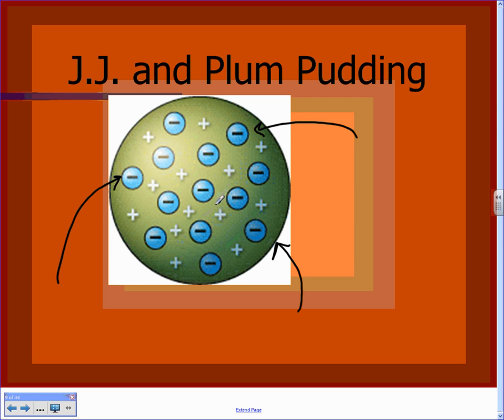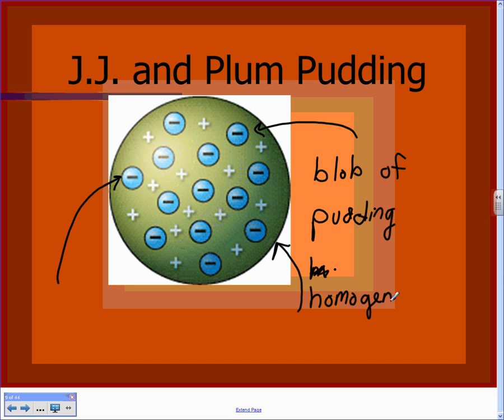He hypothesized that this was kind of like a blob of pudding. Yes, a blob of pudding. And this blob had to be positive because it held negatively charged particles in the pudding. And he thought that this model was a homogeneous mixture. So essentially, it was a homogeneous mixture of negative particles inside a positive blob, like pudding.